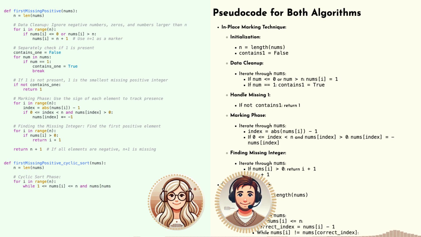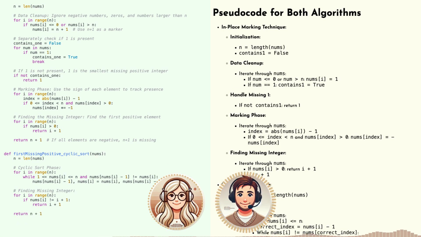That first pass is where we deal with those irrelevant numbers, the ones outside the 1 to n range. So in pseudocode, we could say, if the current number is less than 1 or greater than the array length, replace it with the array length plus 1. Perfect. Now we've got an array with only the good stuff, or our placeholder.